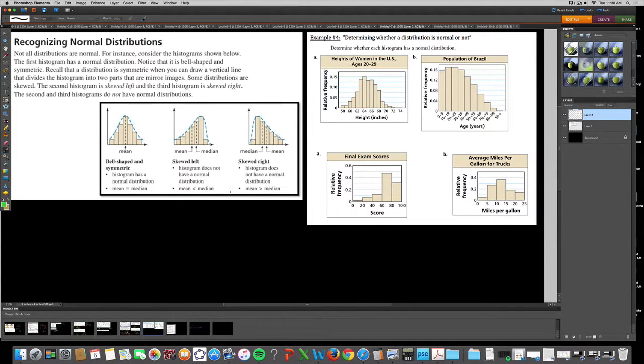Okay, YouTube, in this last video in my module over the normal distribution or normally distributed data, basically what we're going to confront is that not all distributions are normal. And that says here, for instance, consider the histograms that we see below. And so you'll notice that the first histogram looks approximately normal. As a matter of fact, very, very normal. We could model this very well using our bell-shaped curve.